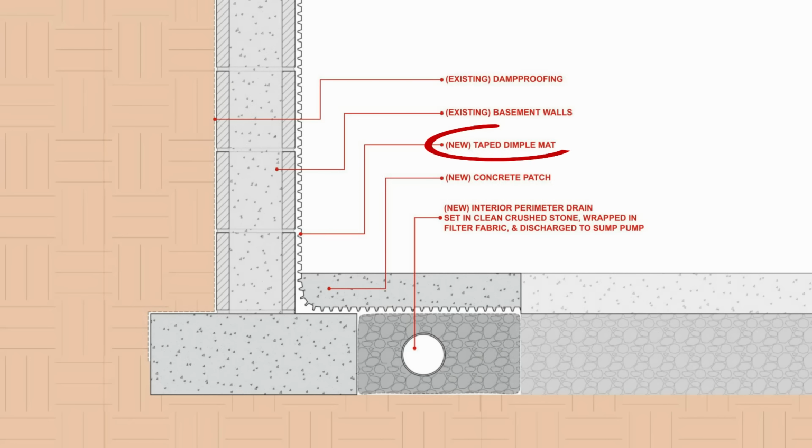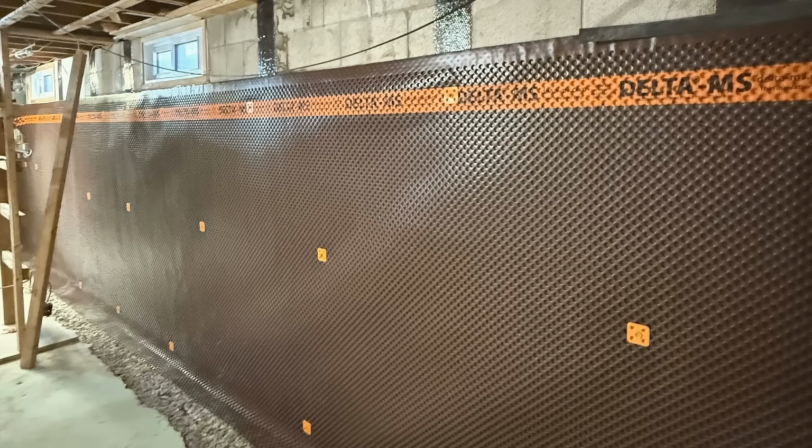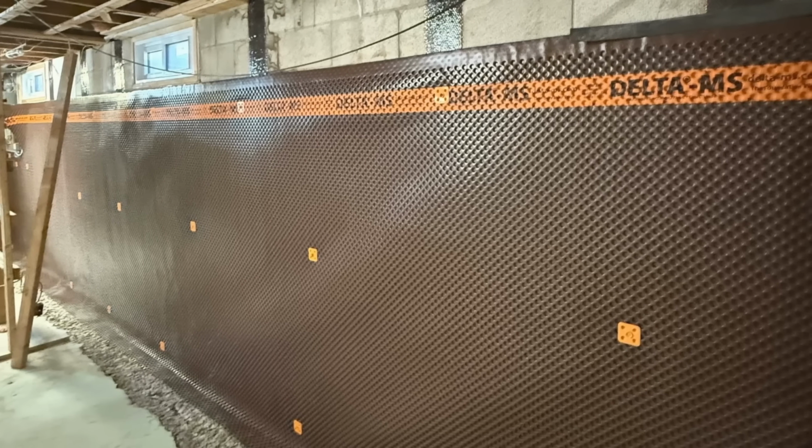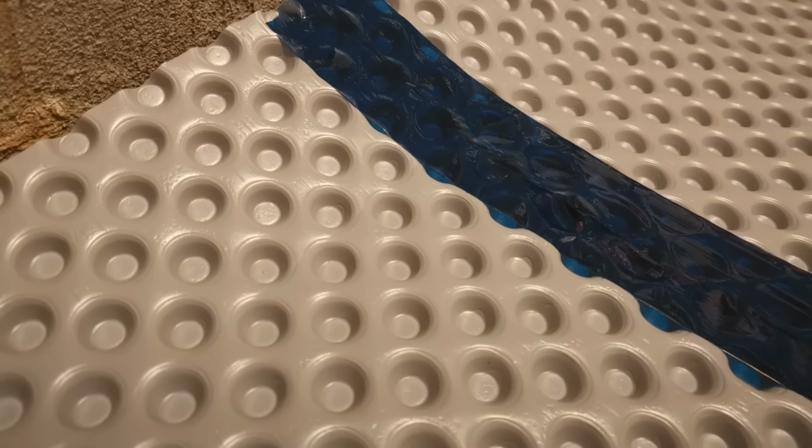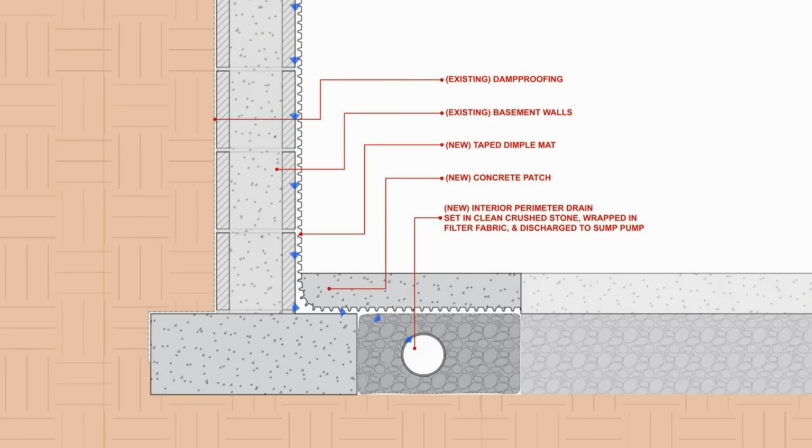Then, we install an airtight and vapor-tight dimple mat on the interior side of the foundation wall and over the drainage pipe. We tend to specify Delta MS from Dorkin, but there are many dimple mat products available on the market. The dimples in this drainage product uncouple the moisture-sensitive framing and provide a gap for water to drain out towards the perimeter drain, alleviating hydrostatic pressure on the inside of the foundation wall.